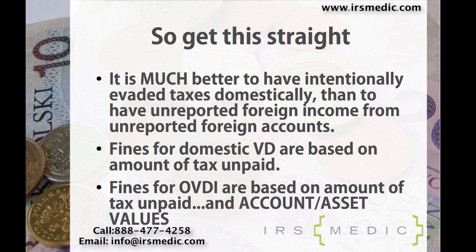So this is what I want you to understand. It is much better to have intentionally evaded taxes domestically than have unreported foreign income from unreported foreign accounts, because fines for domestic voluntary disclosure are based on the amount of tax originally unpaid, unreported. But fines for OVDI, or OVDP, are based on an amount of tax unpaid and account and asset values. That's a huge difference.